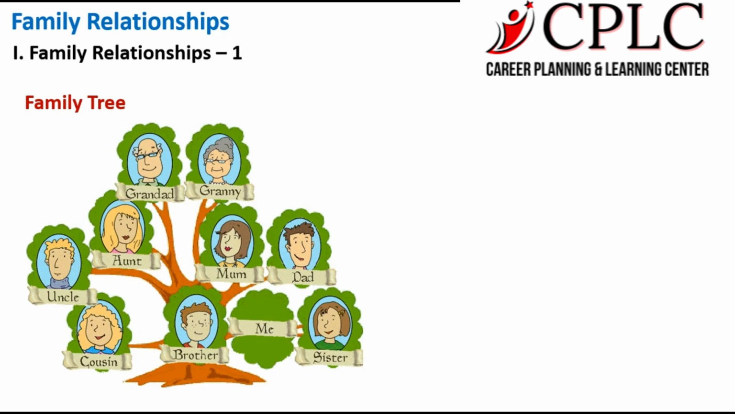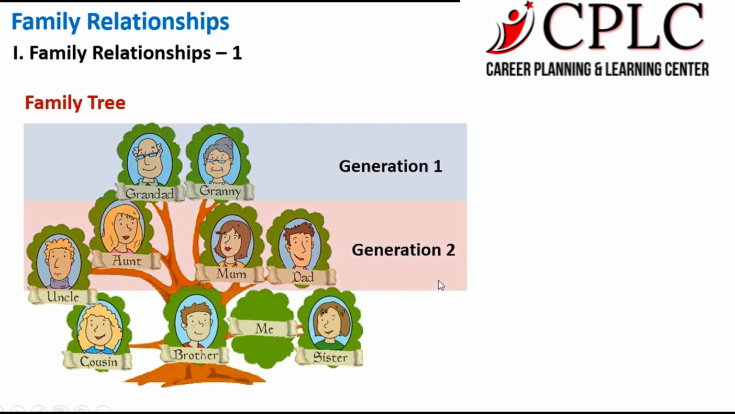So as you can clearly see, this is how a typical family tree would look like. So the topmost generation is the grandparents generation. A generation after that is basically our parents, uncle and aunt, and the third and the bottommost generation is we all kids.